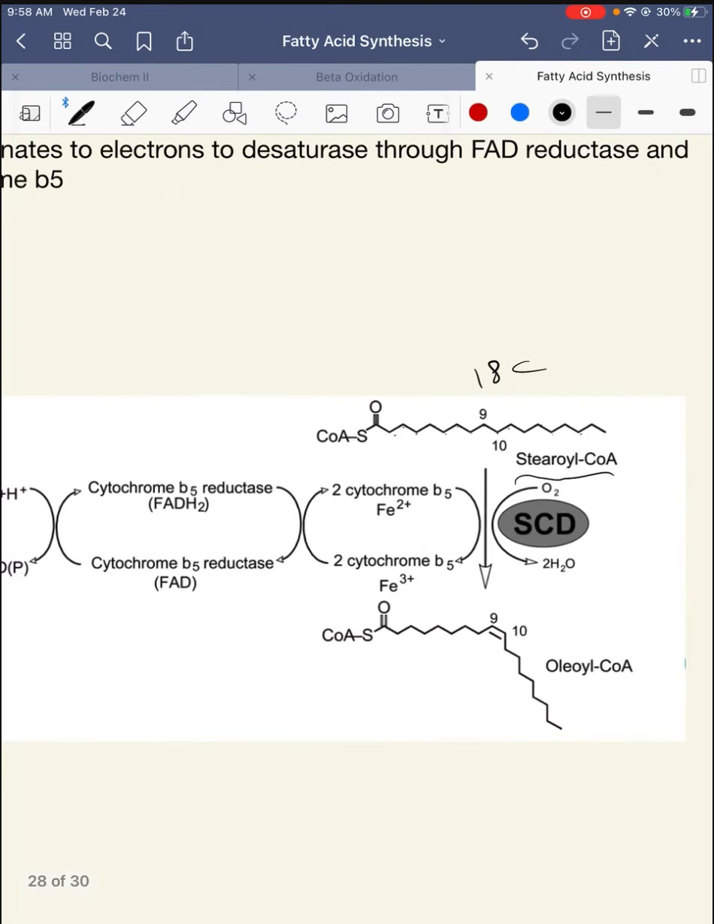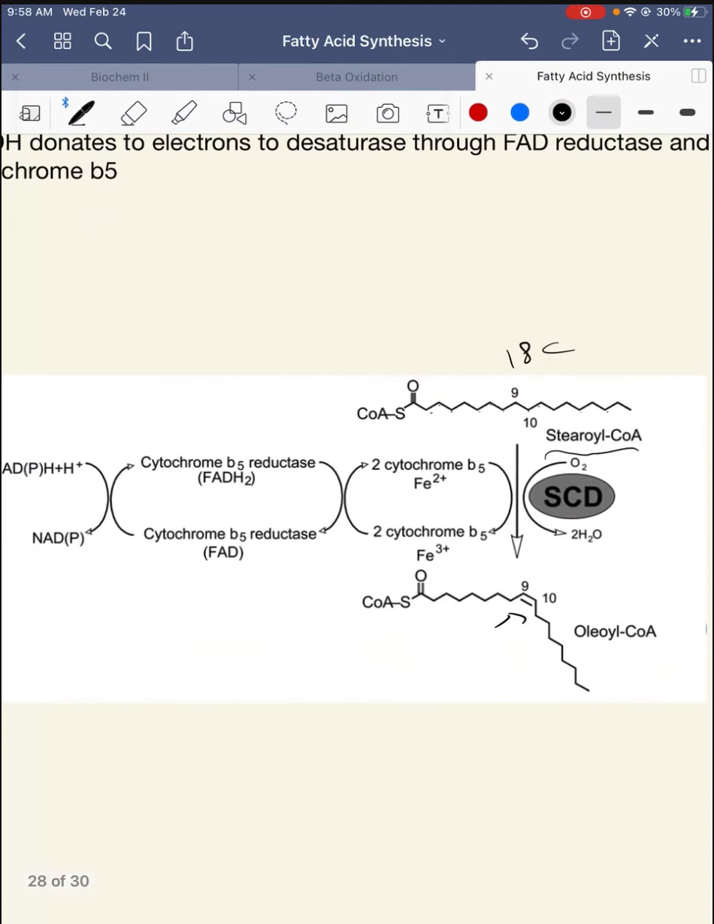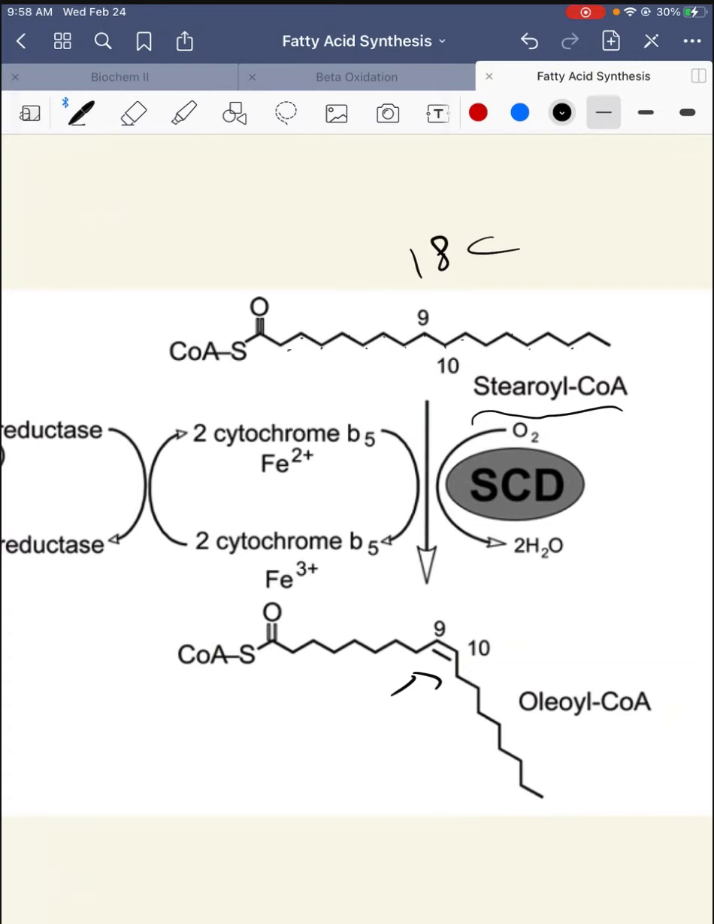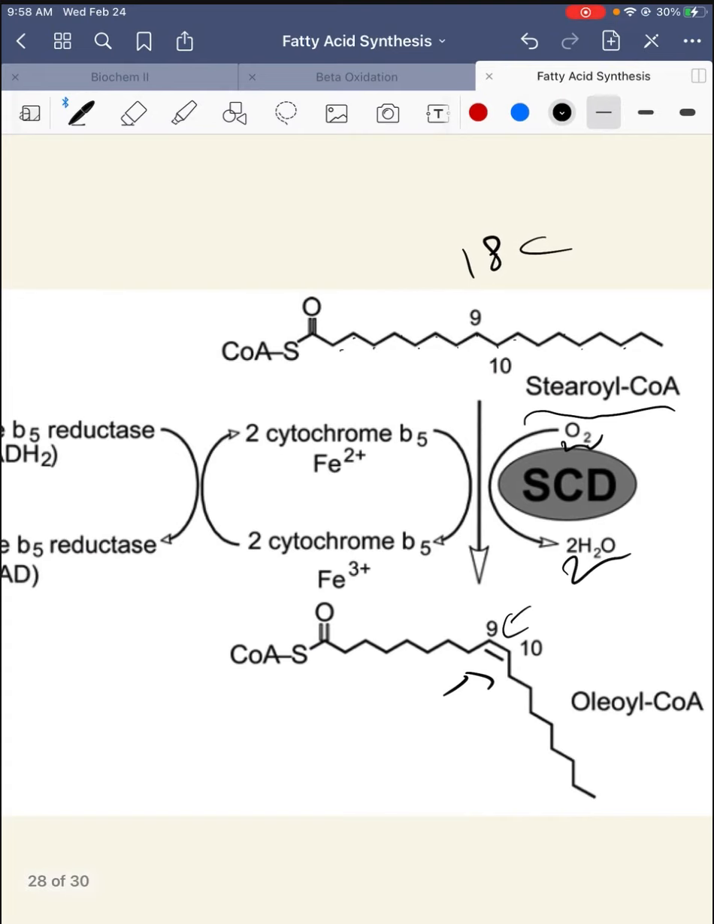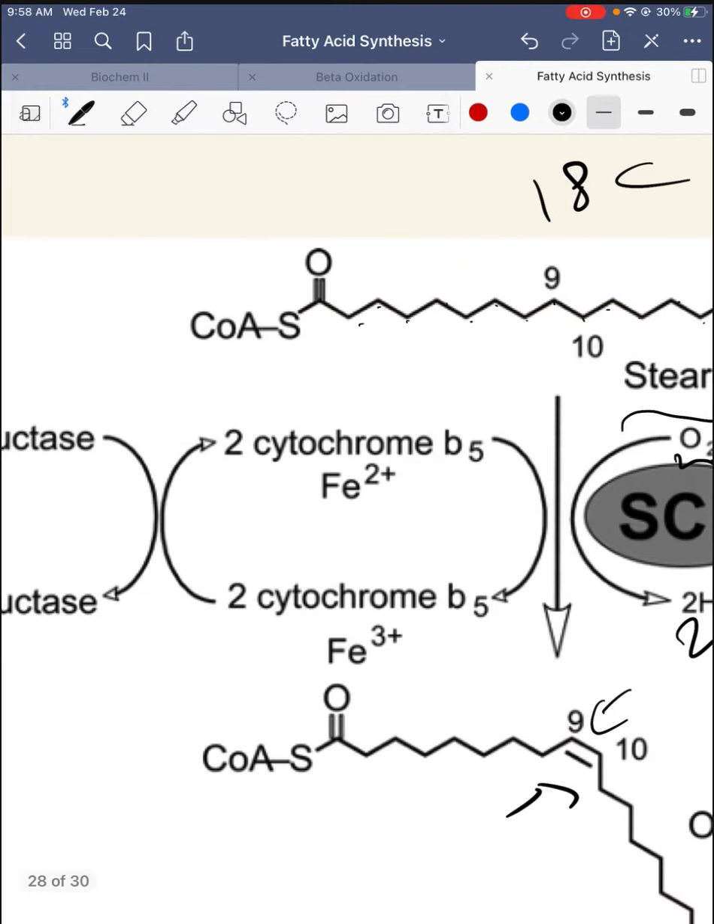And then we can add this cis double bond with a desaturase. The way it does this is, because it's a monooxygenase, we use oxygen. Oxygen is reduced to H2O, and then in that process, stearoyl-CoA is oxidized to this cis double bond that we make, and then the electrons are transferred from cytochrome B5.